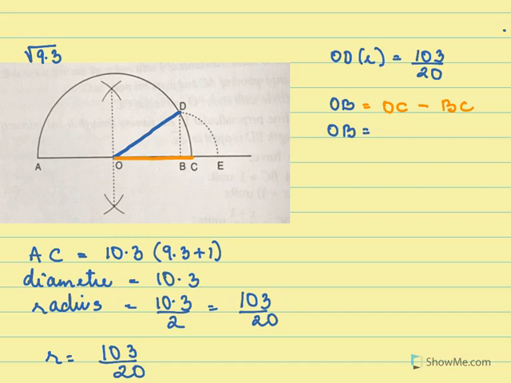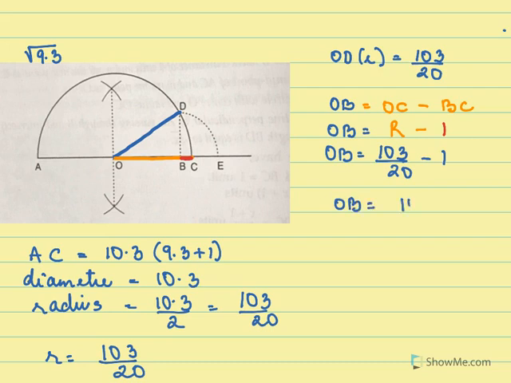Your OC is also radius. So for OC, I'm going to put radius minus BC. This BC, which I'm going to subtract here, you remember was 1 unit. We are taking it as 1 unit. So my OB equal to radius, which is 103 over 20 minus 1 unit.